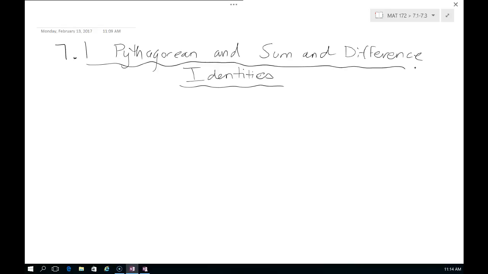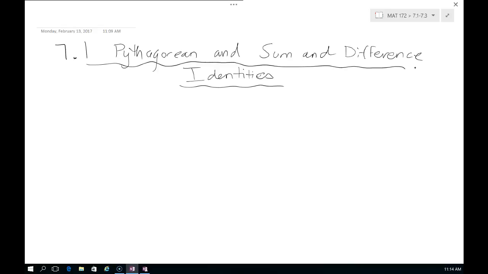I'll tell you which ones you need to know and which ones you can kind of forget about. I also am going to post on our Moodle page a document that has all the identities just on one page for you to reference.